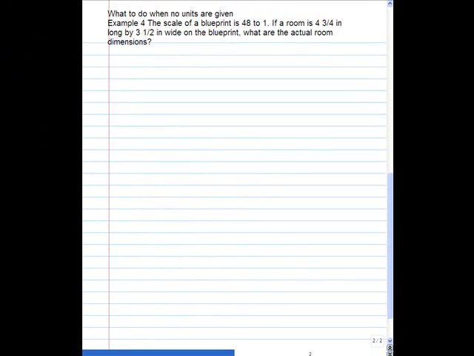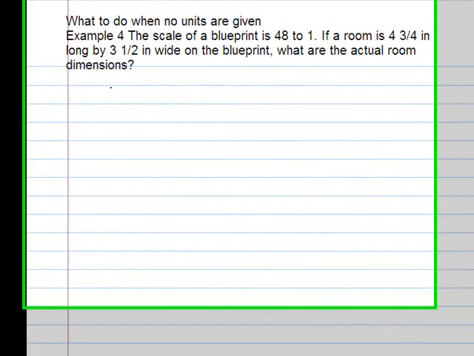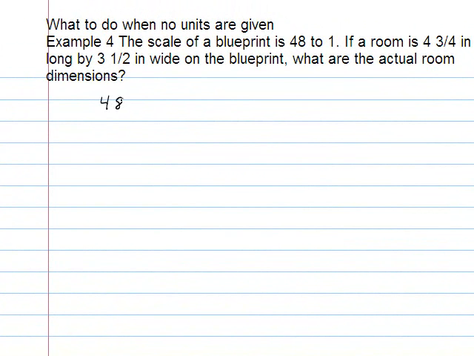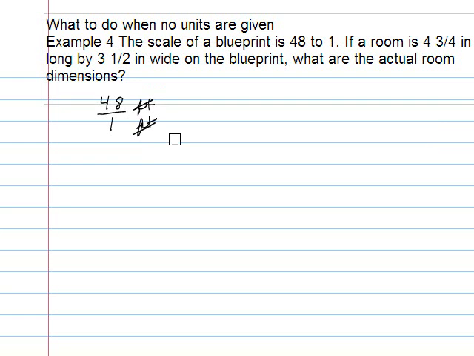Example 4 says the scale on a blueprint is 48 to 1. 48 what to 1 what? Well, we don't know, but that's the ratio that has been established as constant throughout the problem. And we discussed before what happens when you have a pure ratio with no units. What it means is the units at the top and the units at the bottom are the same. If I put here feet and feet, that's the same as just 48 to 1, because you could cancel the feet with the feet.